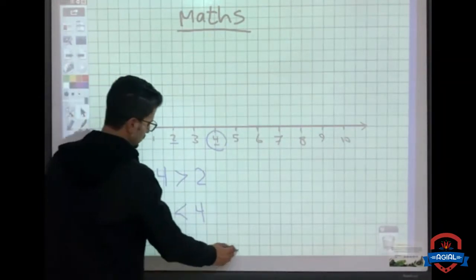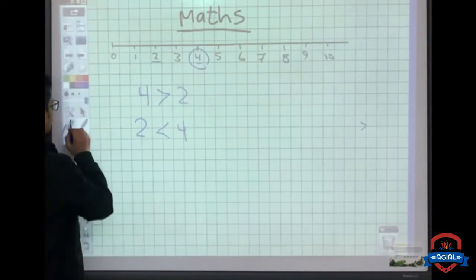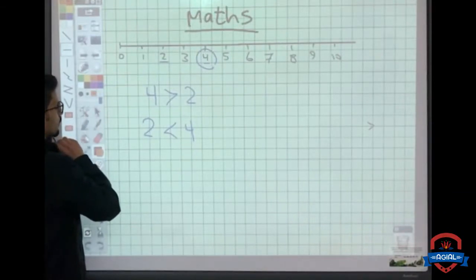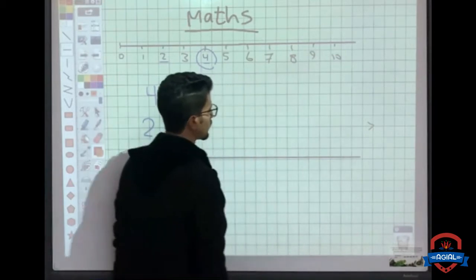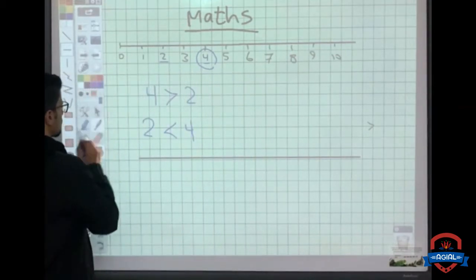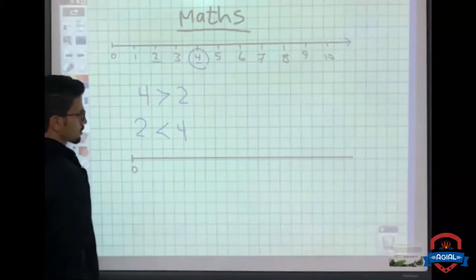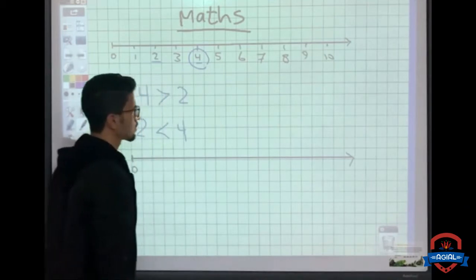For example, if we have another number line like this, and we need to represent two numbers or more than two numbers, we have a start point as 0 and no end point.